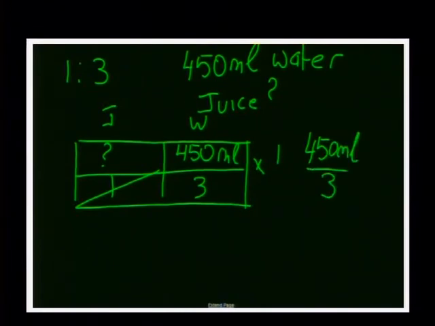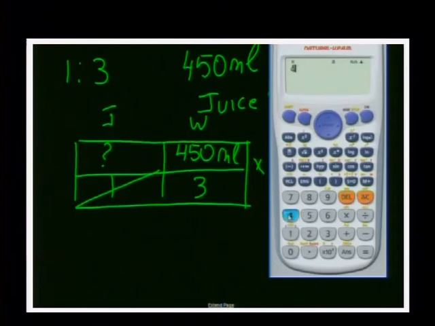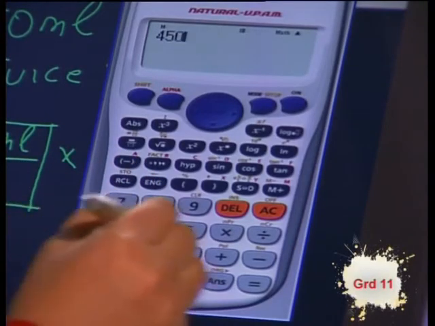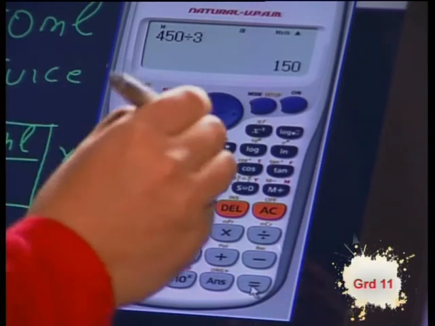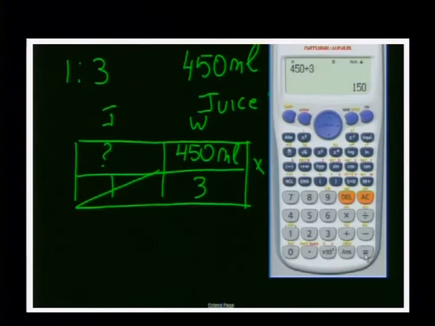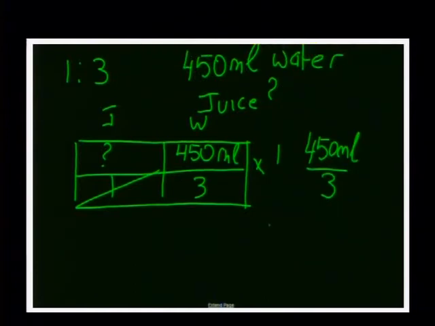Do we need the calculator? Well, just in case, let's use the calculator. 450 divided by 3, and we see that we need 150 moles of juice.